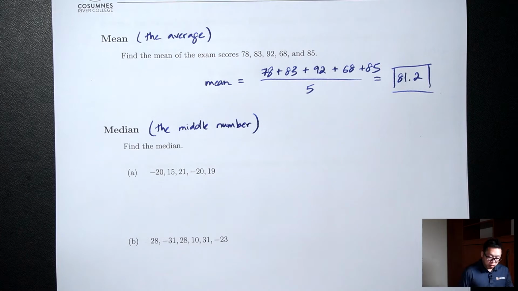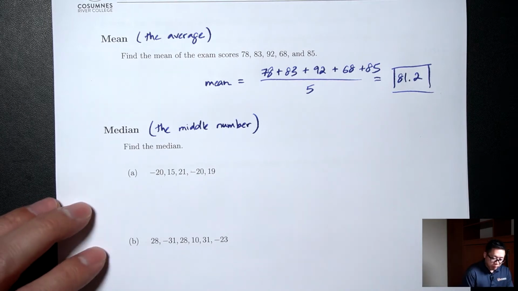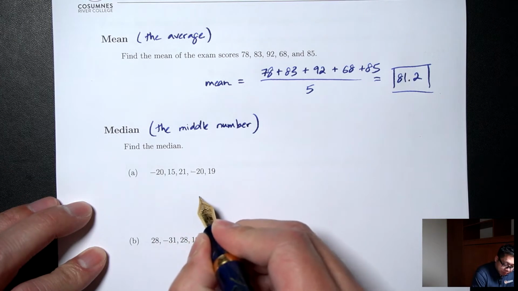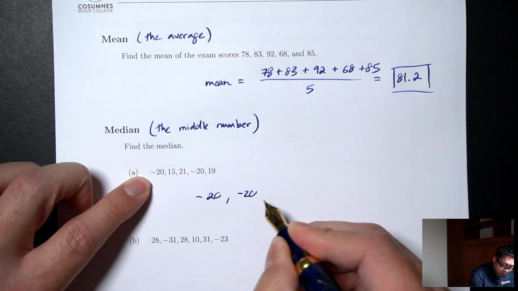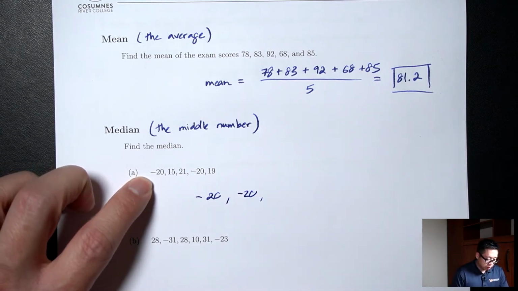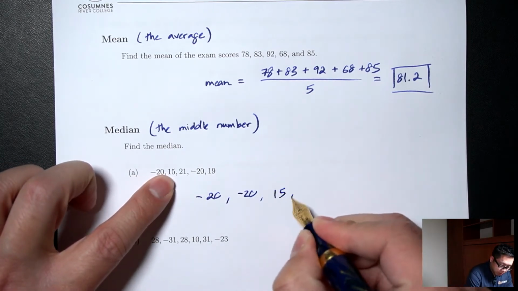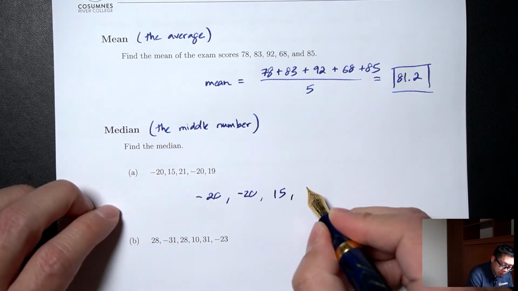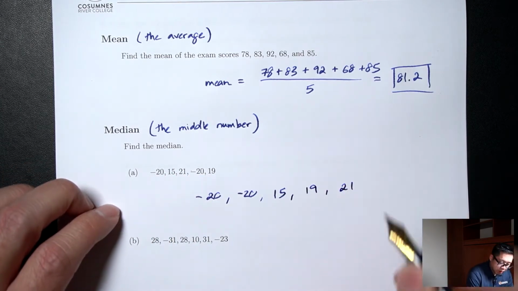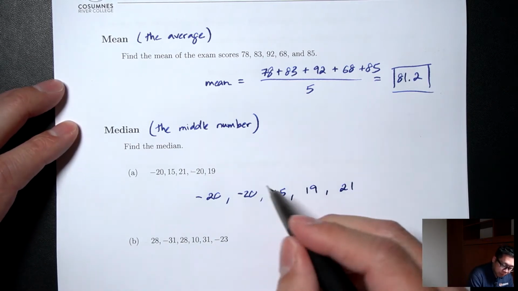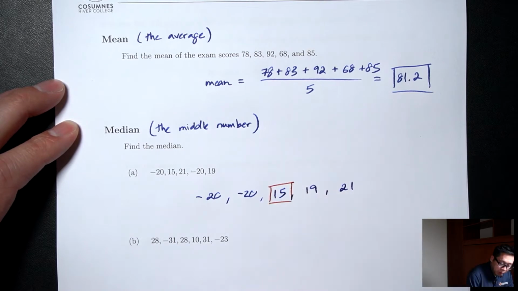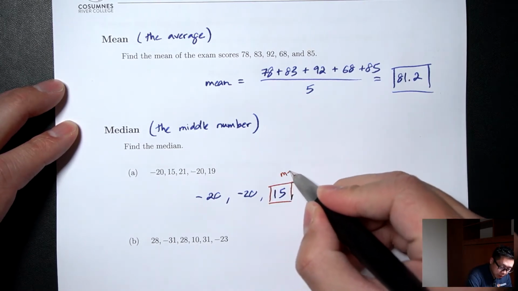So smallest would be what? Negative 20. And then I have another negative 20. What's next? 15. 19, and then the 21. Put the data in order. Once you have the data in order, the median is just a number that's in the middle of the list. And here, the number in the middle of my list is the 15. So 15 is the median.